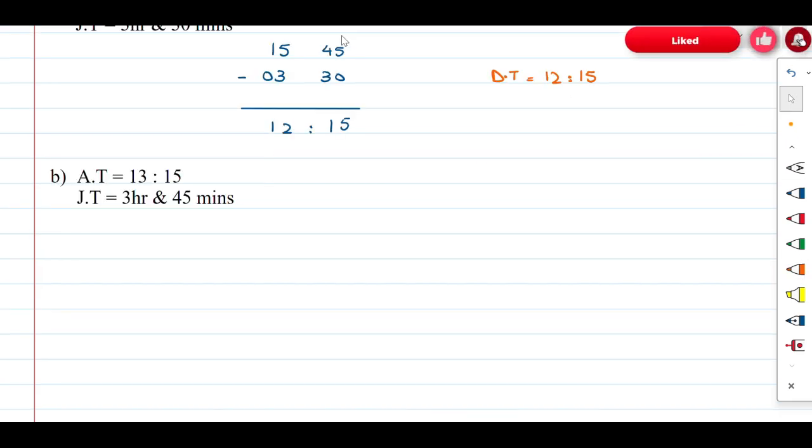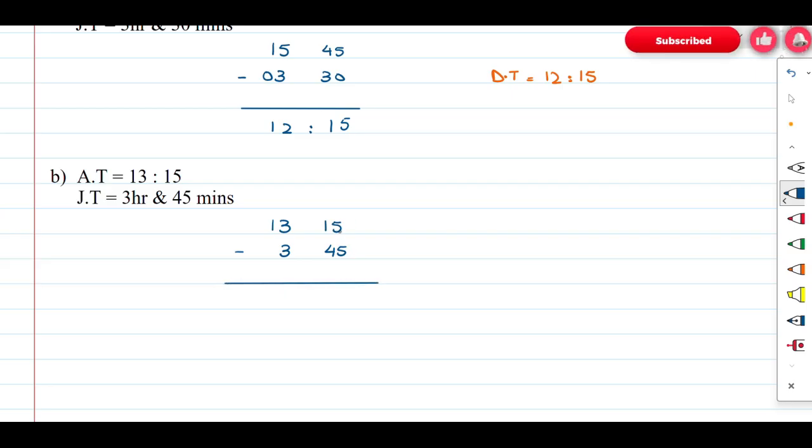All right, let's take a look at part B, where the arrival time and the journey time are given to us. The arrival time is 13:15 and the whole journey takes 3 hours and 45 minutes. So we need to subtract to figure out the departure time of this train.